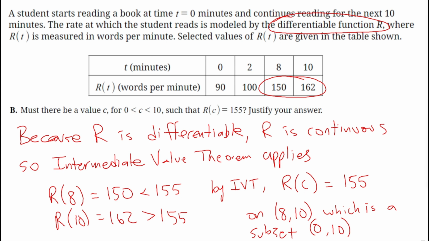Or you could have just said, right here, instead of saying R of 8 was 150, you could have said R of 0 was 90, and 90 is less than 155. And then you can just say on 0 to 10, without having to classify that 8 to 10 was between 0 and 10. And it's always good to make sure you apply the correct theorem here and state that you're using the intermediate value theorem. So we got 2 points for this. One is stating that it's continuous because it's differentiable, and the other is yes, it must equal 155 with an explanation.